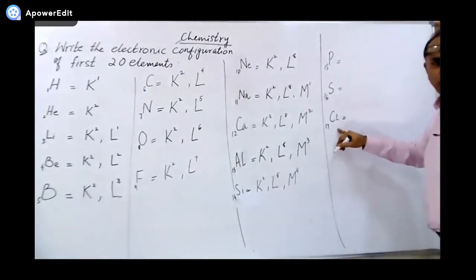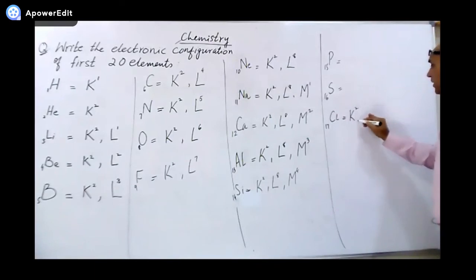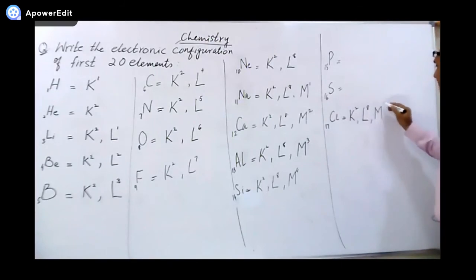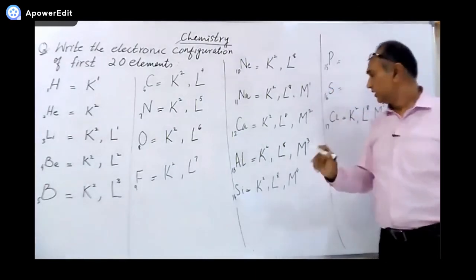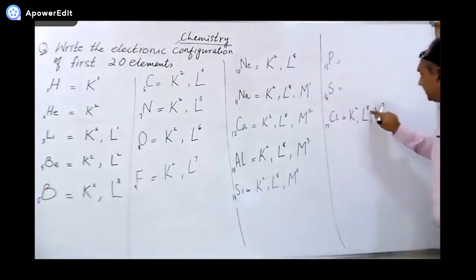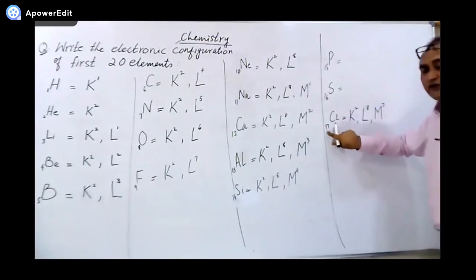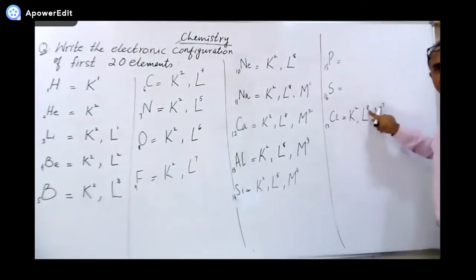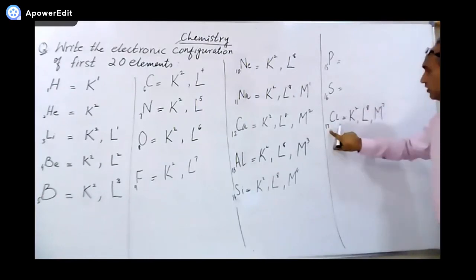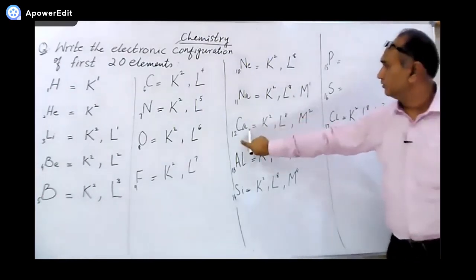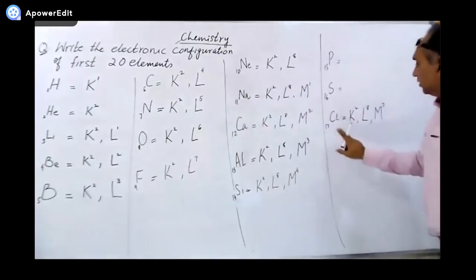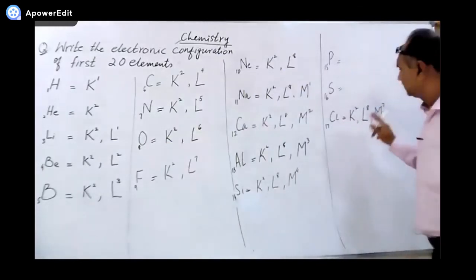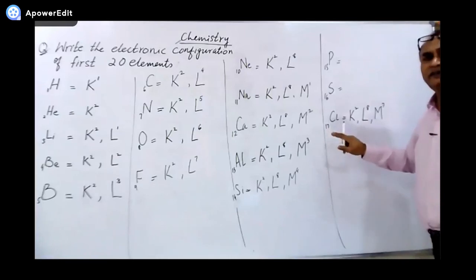Just let me do chlorine. Chlorine K2, L8, M7. Whenever you do this, just remember two things. If you add the superscripts, it should not exceed this value. 2 plus 8, 10. 10 plus 7, 17. 2 plus 8, 10. Plus 2, 12. 2 plus 8, 10. Plus 1, 11. 6 plus 2, 8. First thing. So the superscript, you can say powers, should not exceed this value because it is the maximum number of electrons.